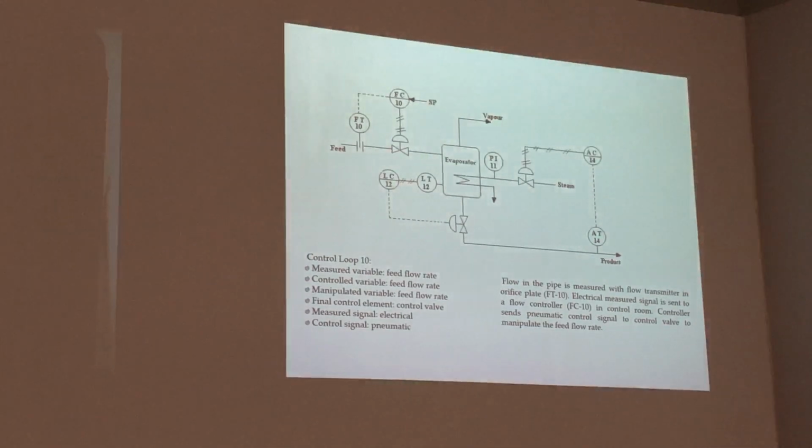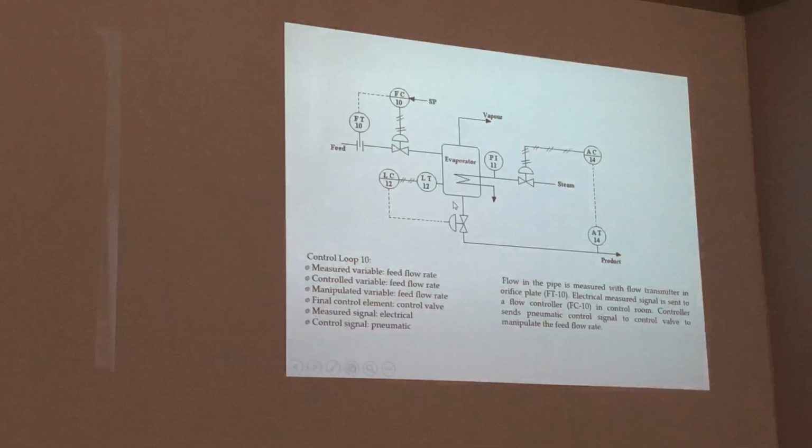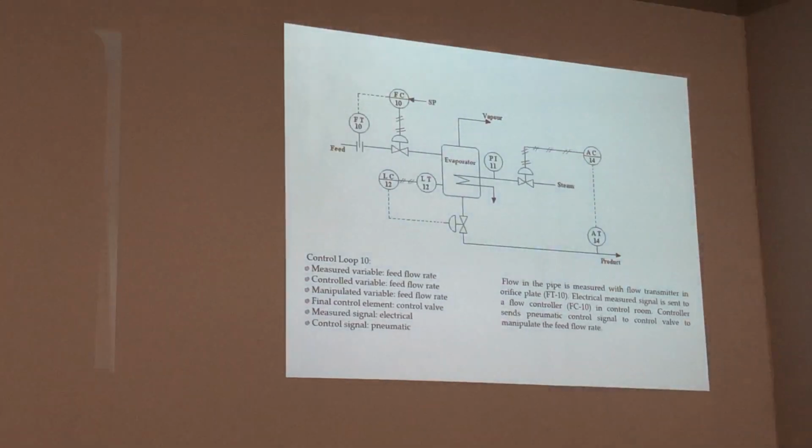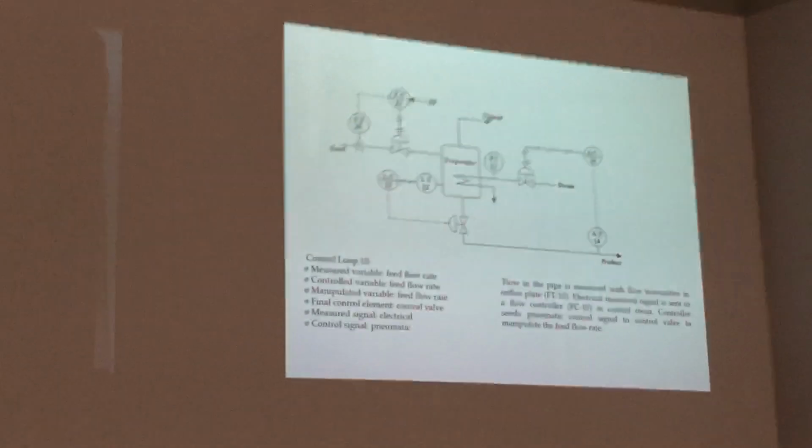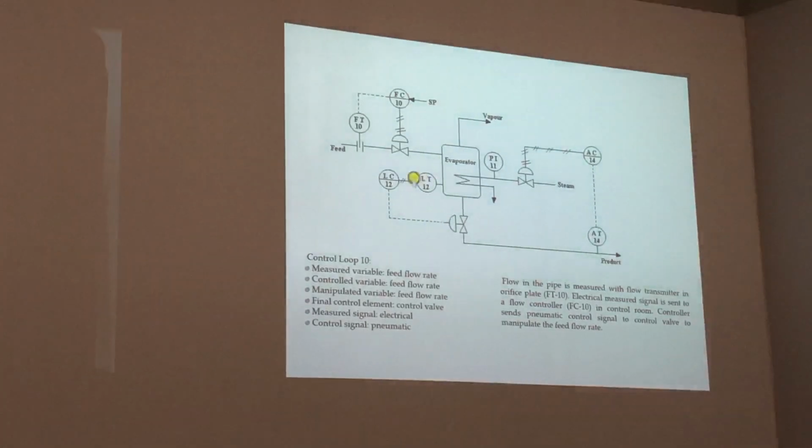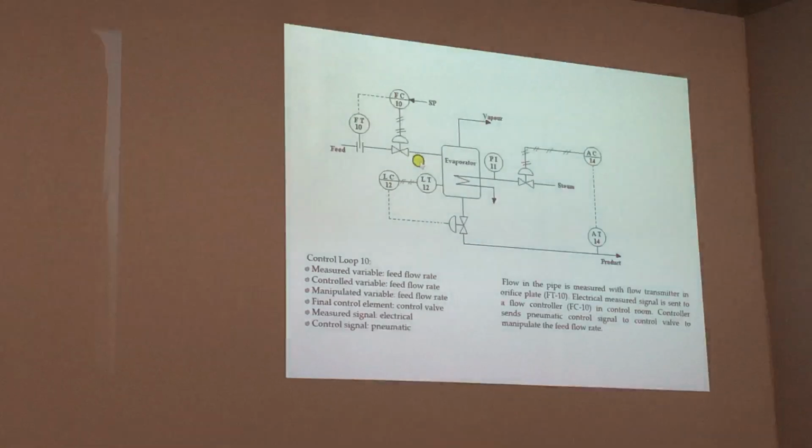Okay, Ken? Any question? If you don't, please ask. So similarly, if I repeat for this one, right? Loop 12. What is the measured variable for loop 12? Anyone? What is the variable for loop 12? A measured variable. Level, right? Level in the tank. So you have level in the evaporator. The control variable is also the level.